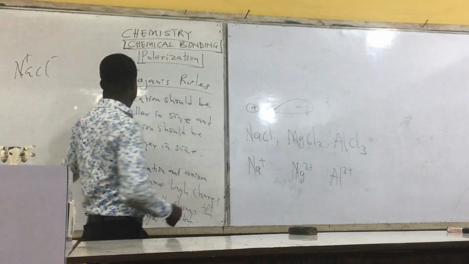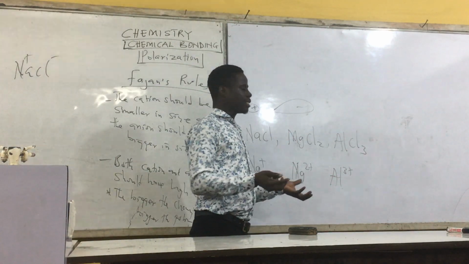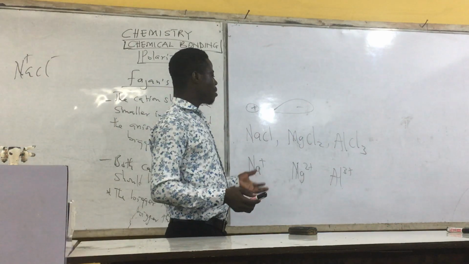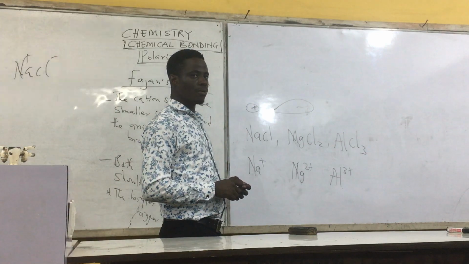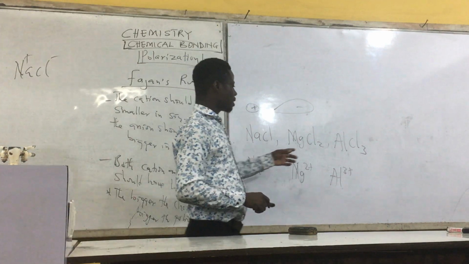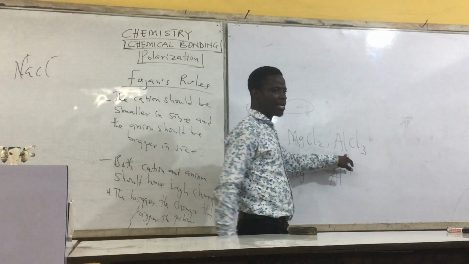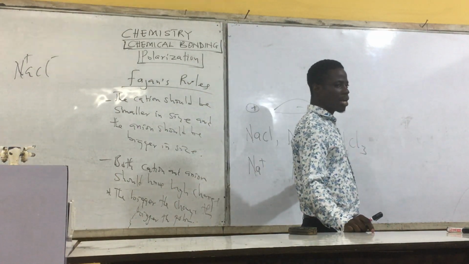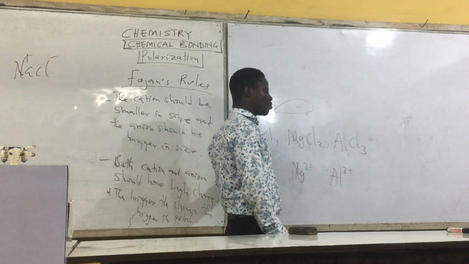And this man is saying the bigger your charge, the more polarized you are. And if the polarization is very high in you, it means you are less stable. So when you want to compare, this has the highest polarization. There is more covalent nature introduced in aluminum chloride than magnesium chloride and sodium chloride.